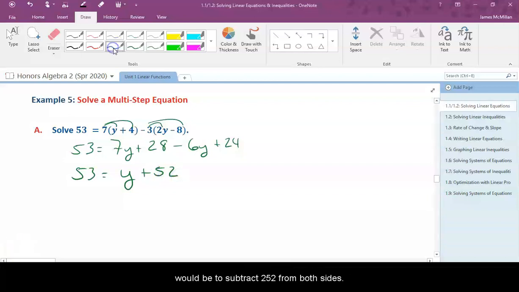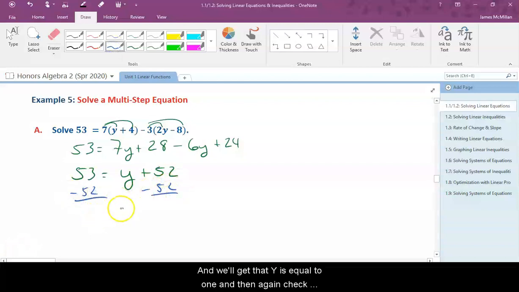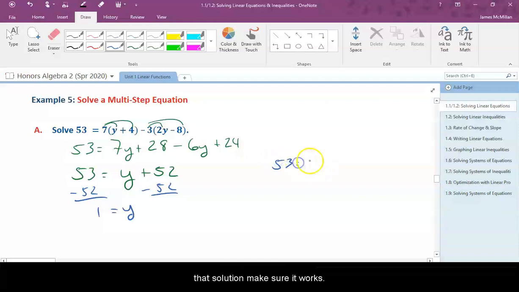And so our next step would be to subtract the 52 from both sides. And we'll get that y is equal to 1. And then again, check that solution, make sure it works.